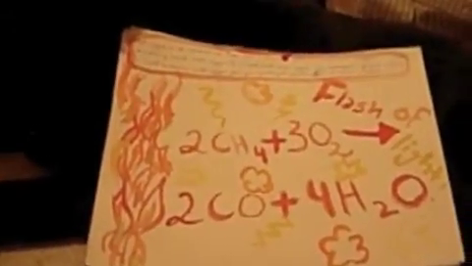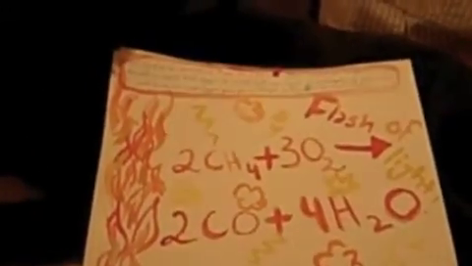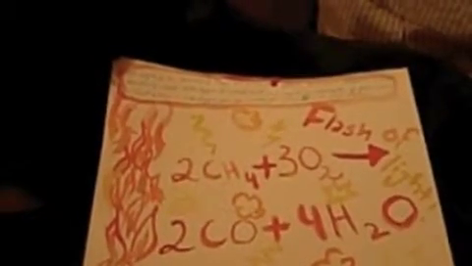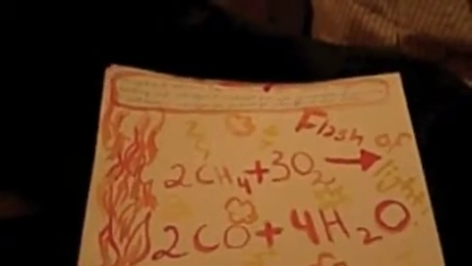Alright, on to combustions. These are a bit more specific. Combustions happen when something reacts with oxygen to create heat and light. For example, if you were to react methane with oxygen gas, you would get carbon monoxide and water.